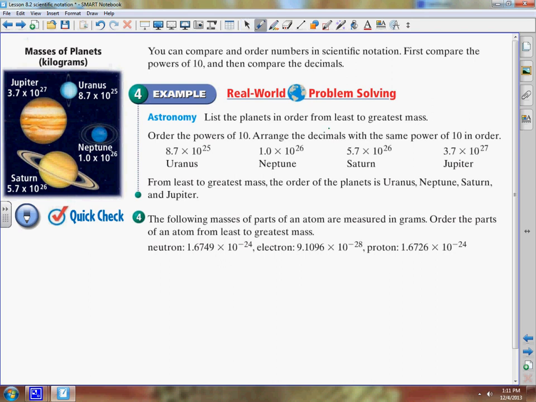So you're going to look at their exponents, so 25 goes first, and then you have 2 26s, so you compare them by looking at their number, and this is a 1 and this is a 5.7, so 1 is less than 5.7, and then this is a 27. So now they're ordered from the smallest to the largest. So try number 4. The following masses of parts of an atom are measured in grams. Order the parts of an atom from least to greatest masses.